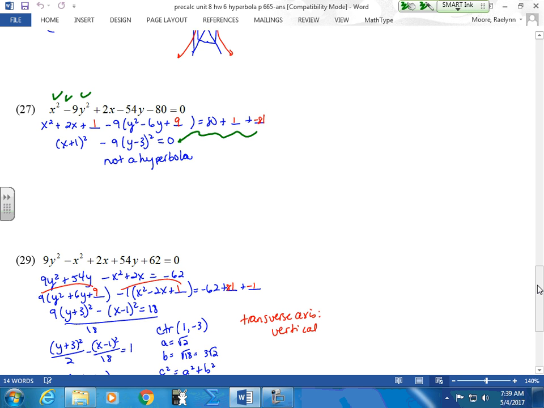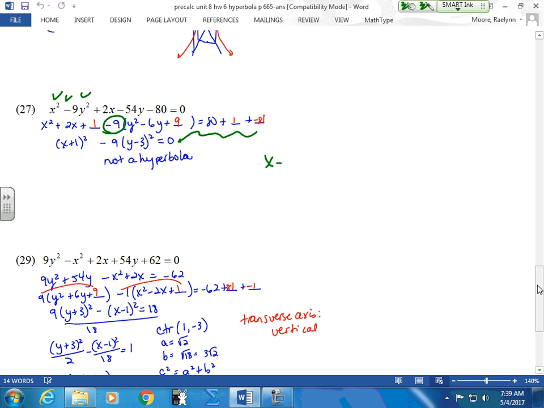Probably because you didn't factor out the -9. No, I did. You did? Okay. So then that gets that side equal to 0. Why is that not a hyperbola? Because I can't get this equal to 1.